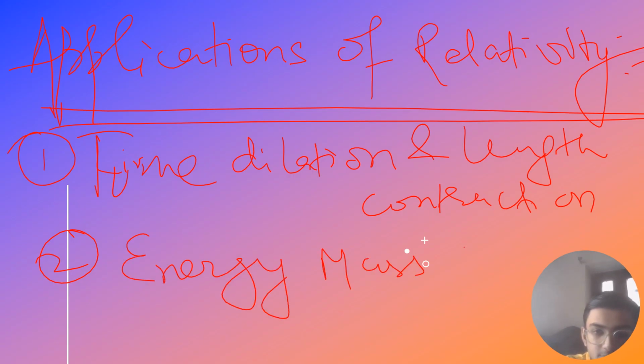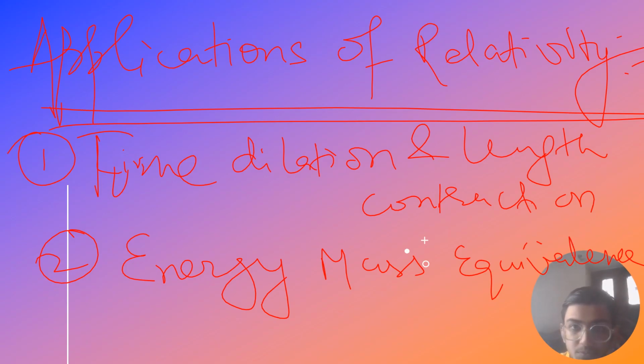So I am very sorry, because today's lecture will be a little lengthy one. It may reach up to 45-50 minutes, so have patience. Okay, so time dilation and length contraction, energy mass equivalence. From here we will also derive that kinetic energy is half mv square.